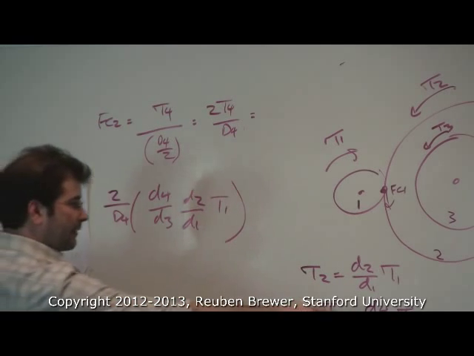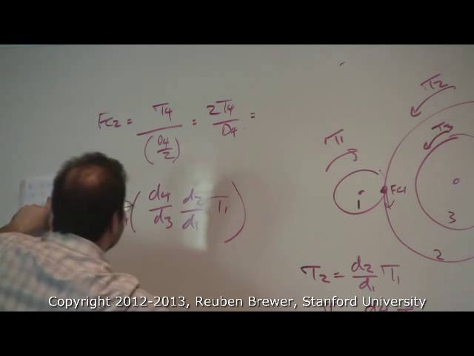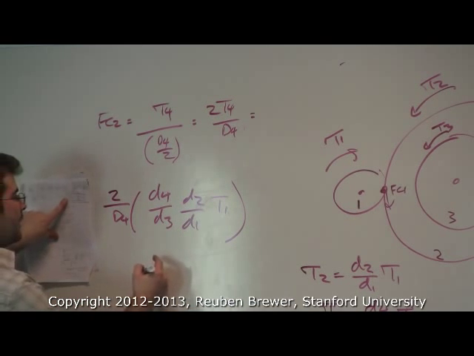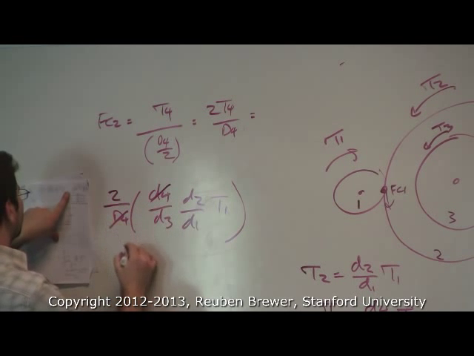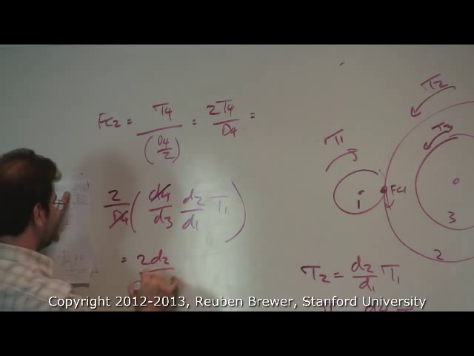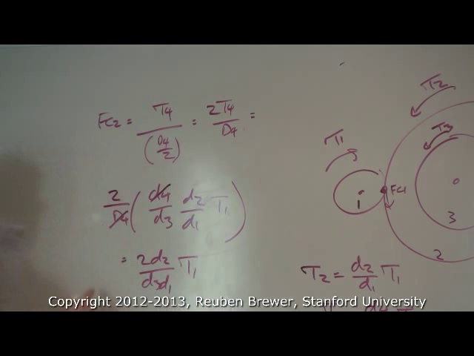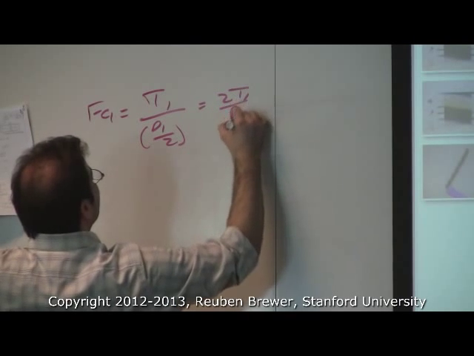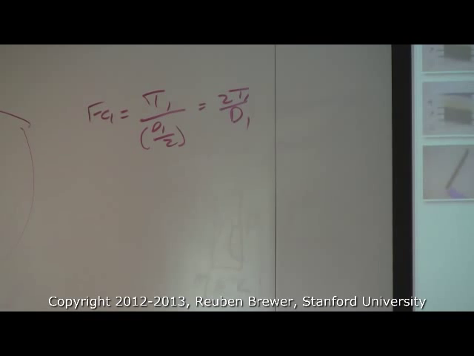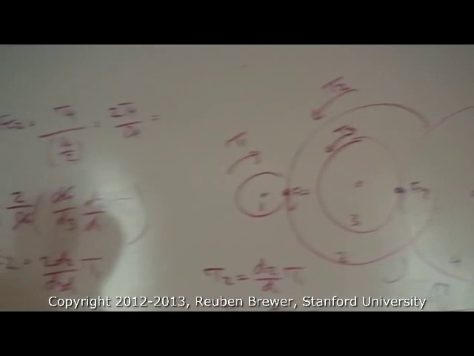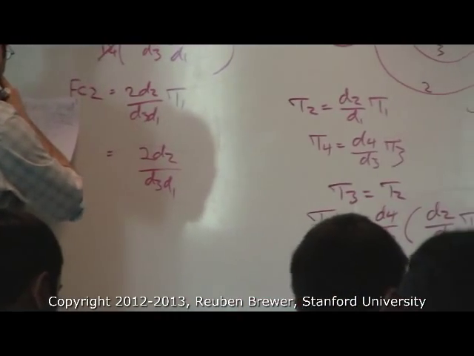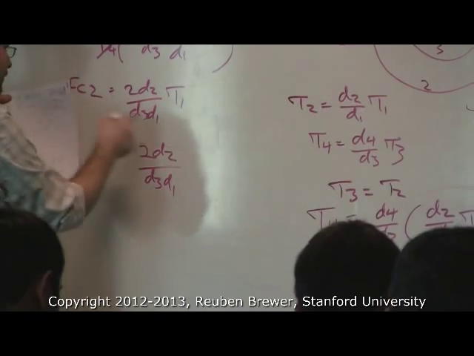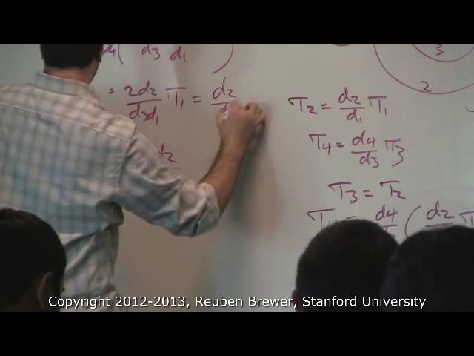Where did this come from? It's right here, see? D4, D2 over D3, D1. Okay? These cancel out, and then we're left with 2D2 over D3D1 tau 1. So this is what F contact 2 is right now. Now over here, we'll do F contact 1. This one's really easy. F contact 1 is tau 1 over D1 over 2, which is 2 tau 1 over D1, okay? So all we have to do is plug these two together, and we get 2D2 over D3D1, boom, D2 over D3 FC1.